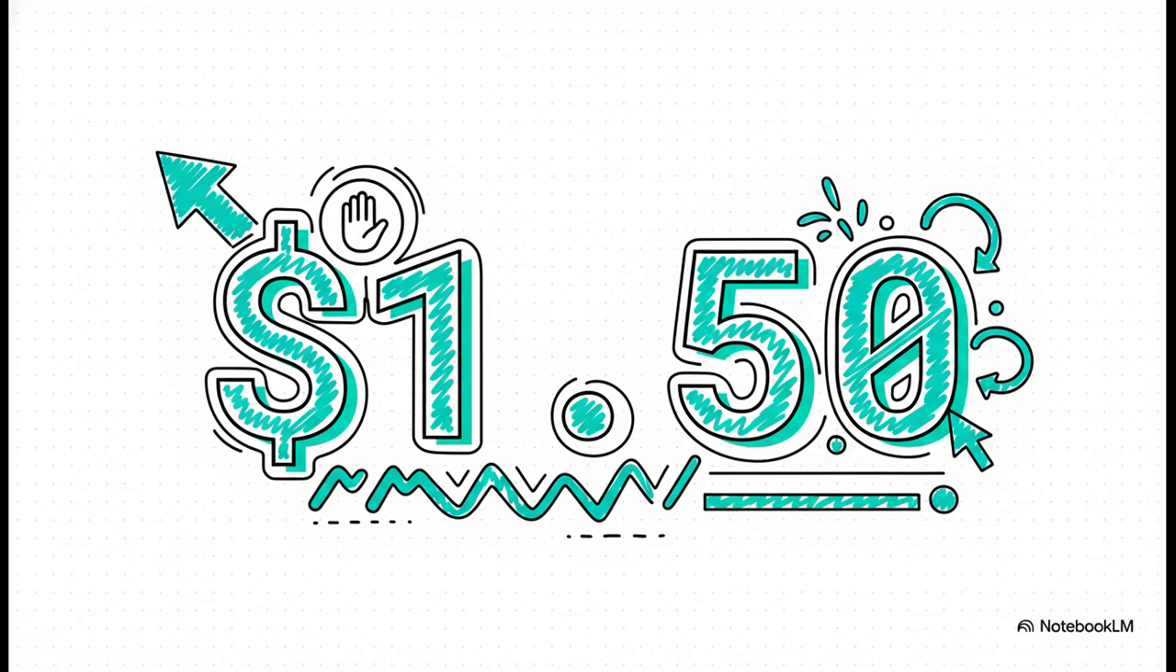You have to set a maximum cost per click, or a max CPC bid limit. This is your safety net. It tells Google, get me as many clicks as you can, but do not, under any circumstances, pay more than this amount for a single click. So based on our earlier research, maybe $1.50 is a smart place to start.